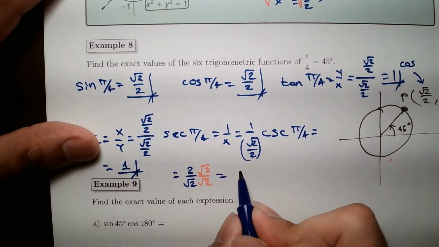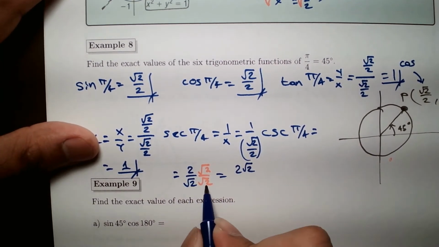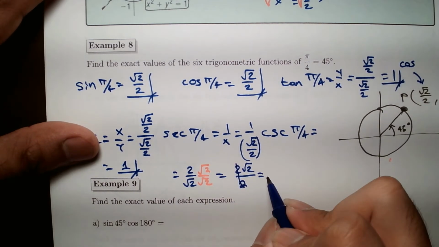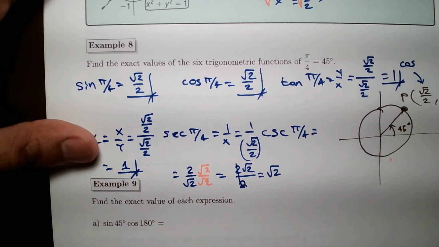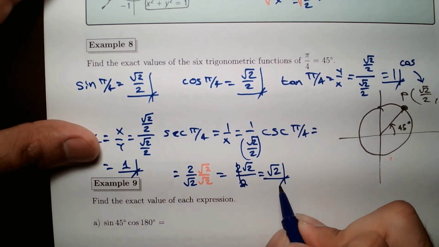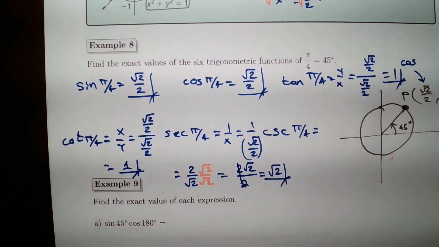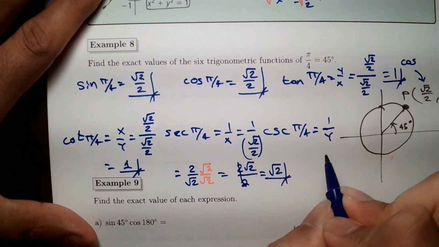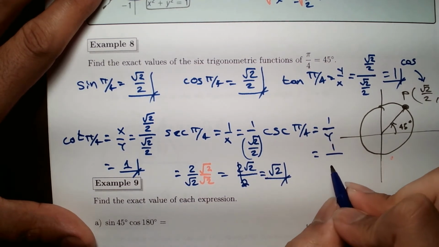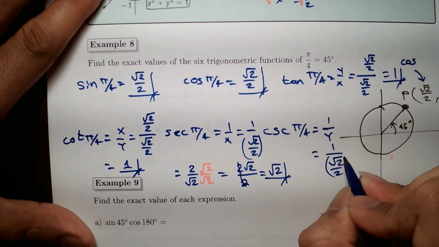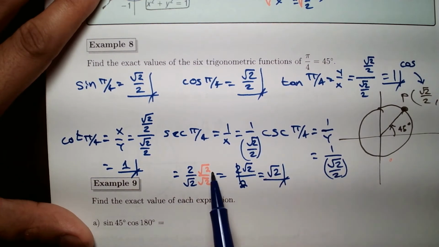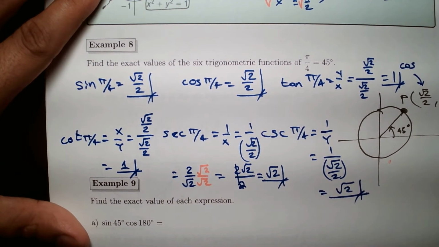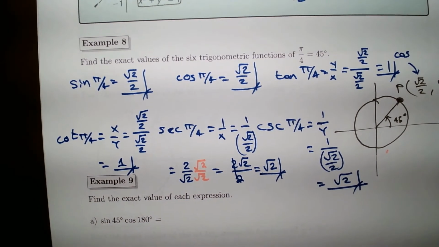2 root of 2, that's simply 2 root of 2. But root of 2 times itself, that's 2. The nice thing, these go away. Root of 2. Final answer. Last but not least, cosecant of pi over 4, that's the same as 1 over y, which is 1 over square root of 2 over 2. I don't want to do the same process again because it's exactly this one, so this is also square root of 2. It's the same. Why do it twice?